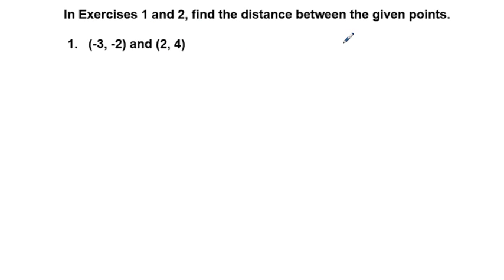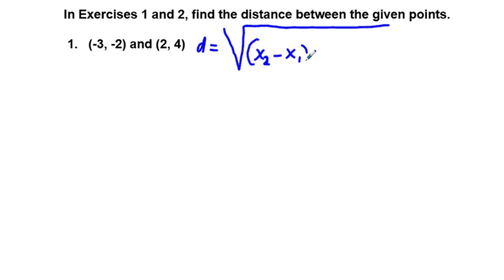Exercise 1: find the distance between the given points. What we have for that is something called a distance formula, and you might remember this from Algebra 1. The distance is equal to the square root of the quantity x sub 2 minus x sub 1 squared plus the quantity y sub 2 minus y sub 1 squared. Sometimes you'll hear them say x 1 instead of x sub 1. I like to say sub.